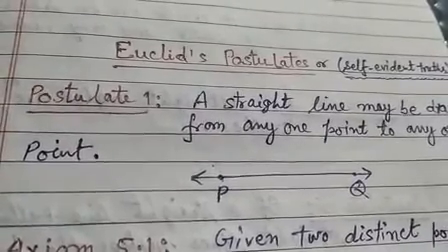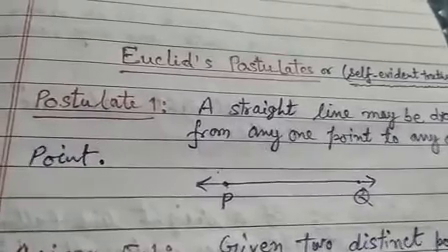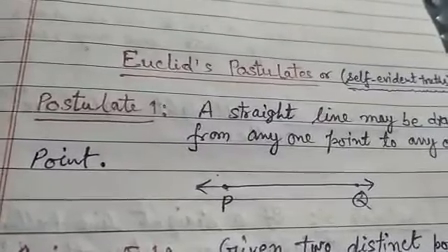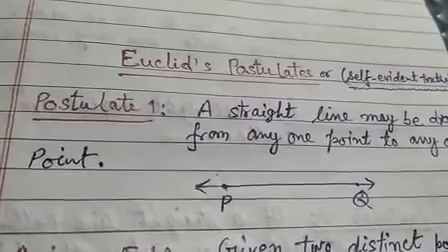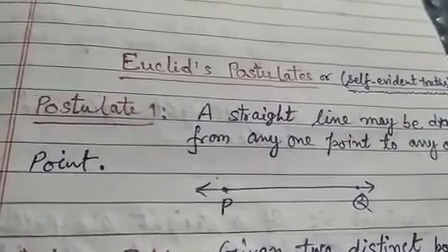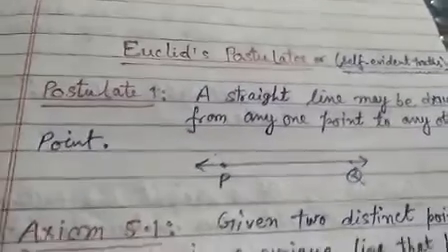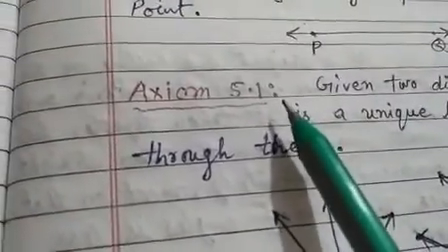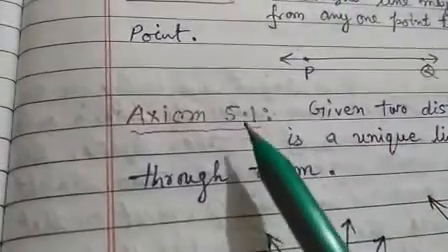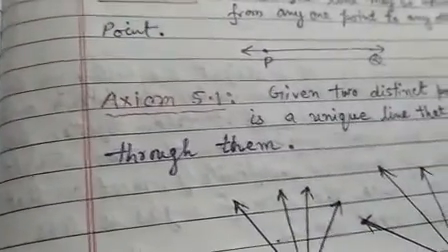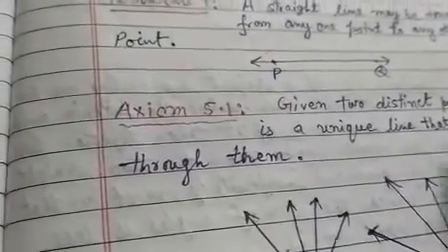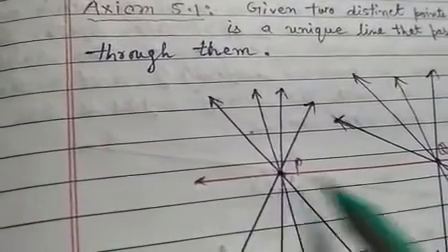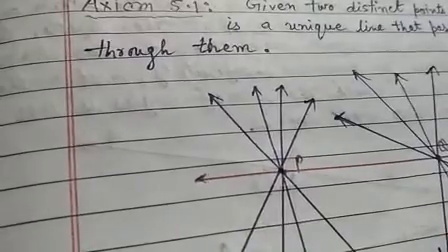But it doesn't say that there can't be more than one such line. Euclid has frequently assumed, without mentioning, that there is a unique line joining 2 distinct points. So, we have an axiom 5.1 which clears this point. Axiom 5.1: given 2 distinct points, there is a unique line that passes through them. We have 2 points P and Q, and a unique line PQ or QP passing through these 2 points.